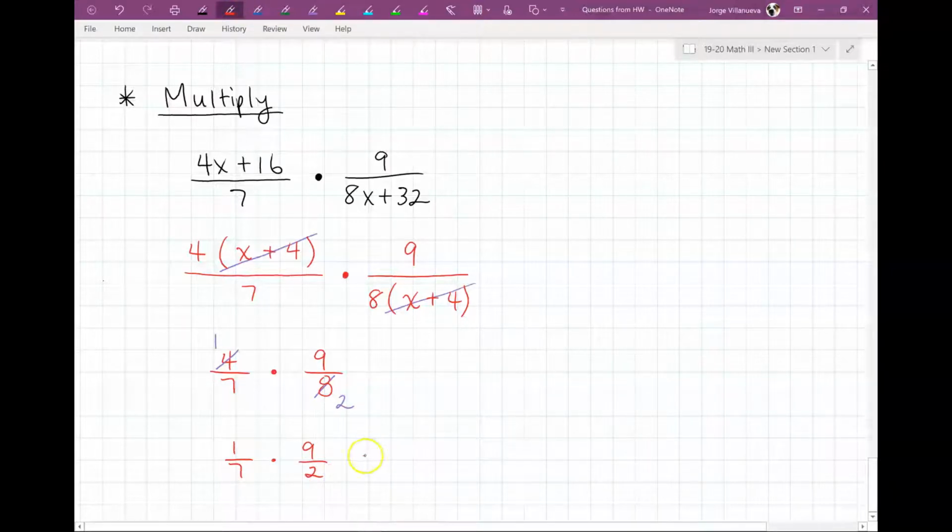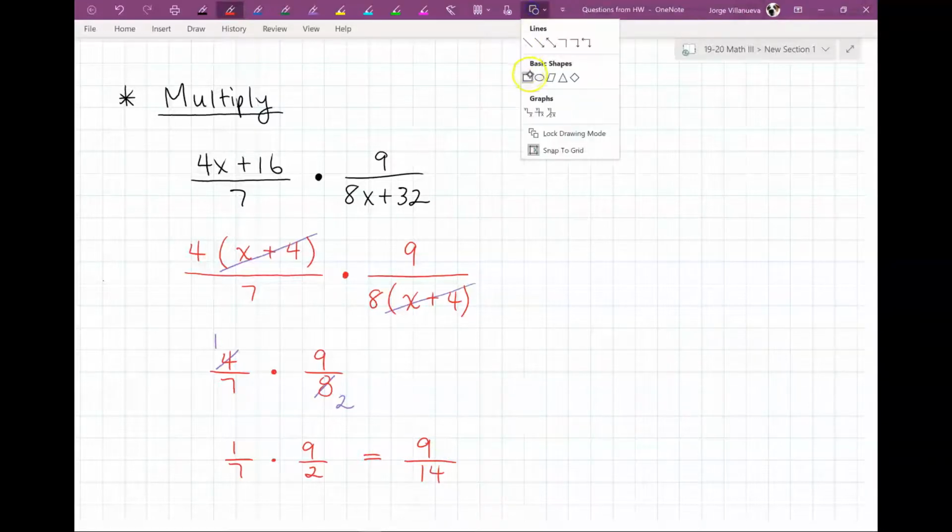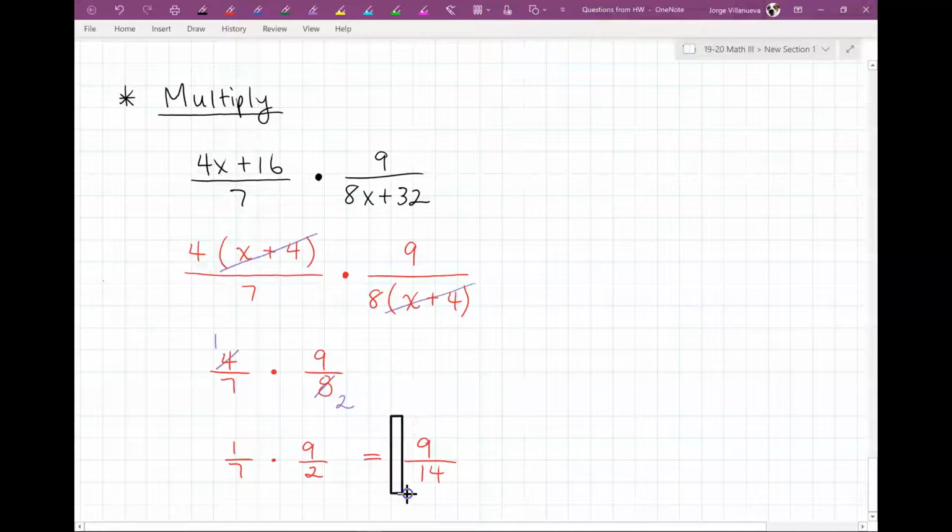Once I get that, I can just multiply across. So 1 times 9 is 9. 7 times 2 is 14. And that's already reduced because we did cross cancel early.